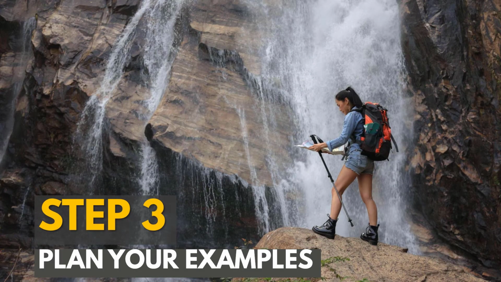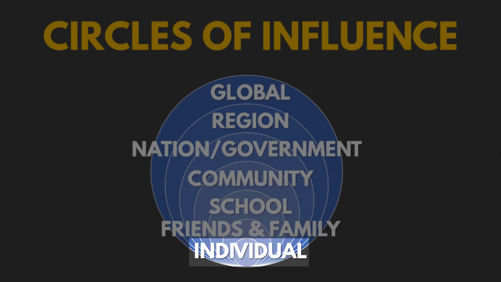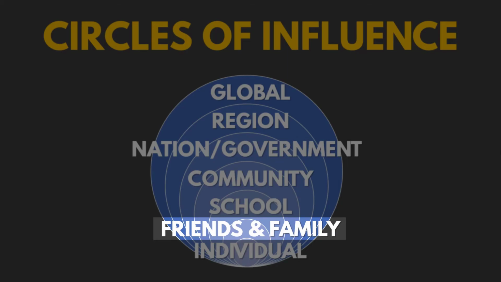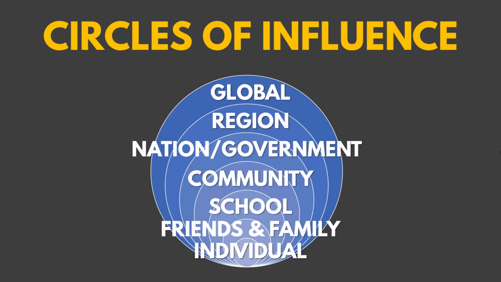Last but not least, we move on to the last step, which is to plan your examples. Just now we have spoken about circles of influence. When you plan your examples, you can actually use this framework, starting from the individual, your own example, that will be your personal experience, then friends and family, then we talk about school, community, nation, government, region, and last but not least, global. So usually the higher up the example or the more general it is, moving up to global, the less likely you're able to use your personal experience. You're going to move out to other kinds of information such as statistics or perhaps case studies.